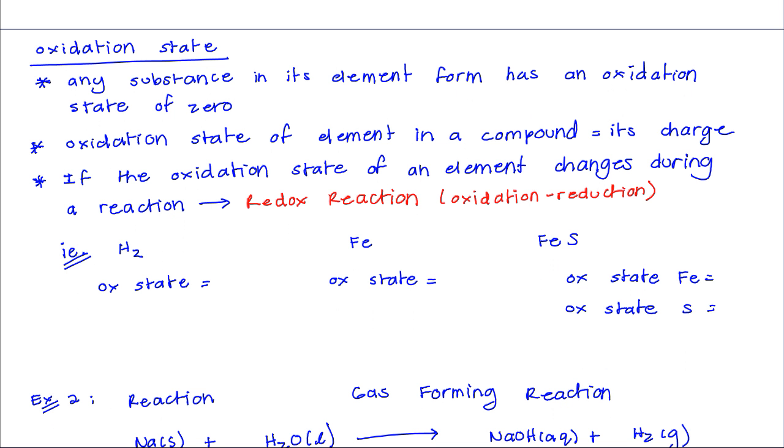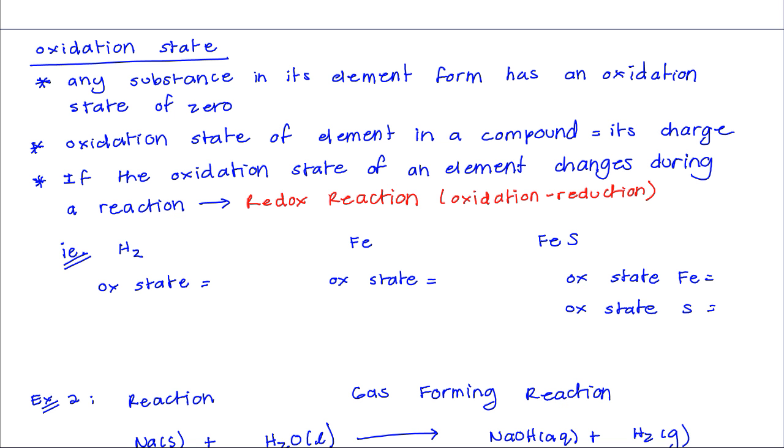So any substance in its elemental form is going to have an oxidation state of 0. So not just our atomic elements, but also our molecular elements. So all of our diatomic elements will still have an oxidation state of 0. The oxidation state of an element in a compound is going to be the same as its charge. So the same way you use charges to figure out formulas, you can figure out the charge in that way.